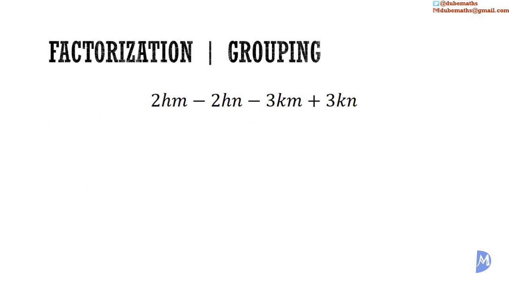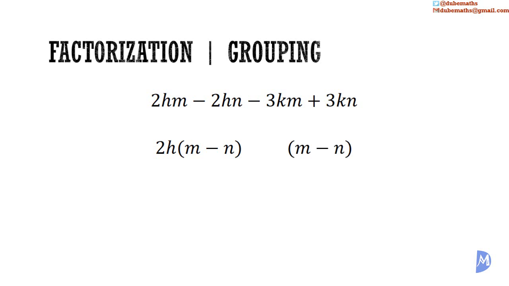What is the HCF of 2hm and negative 2hn? It is 2h. What do I multiply 2h by to get 2hm? m. What do I multiply 2h by to get negative 2hn? Negative n. So m added to negative n. We have to get the same term in brackets both times, so we force it by writing it in first: m added to negative n.